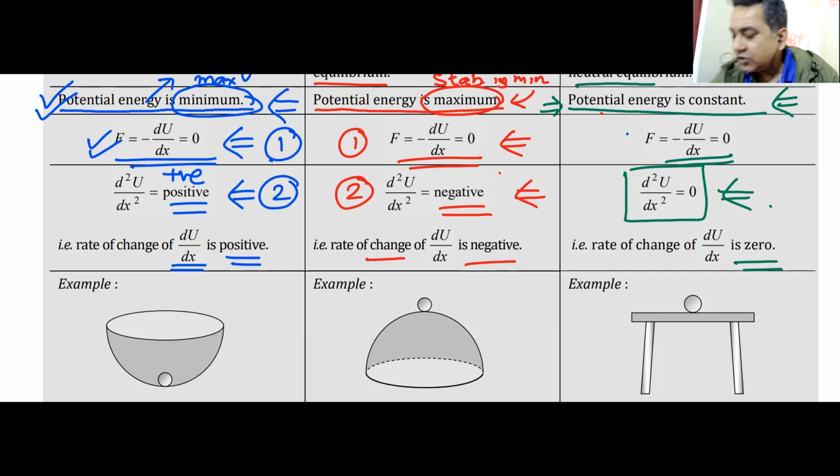So the rate of change of dU by dx is 0. This is easy to understand. U should not change, so the rate of change of dU by dx has to be 0. You have to be on a flat surface. If you are on a flat surface, you are in the state of minimum. You are in the state of neutral equilibrium. Your energy does not change. I hope this is all clear.